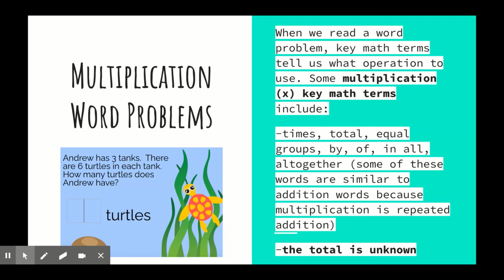So I have 3 tanks. In each tank, there are 6 turtles. So this involves groups. So I need to combine to find out the product, okay? How many turtles there are in all. So if I have 6 turtles in each tank and there are 3 of them, I need to multiply 3 times 6. My product is 18. Andrew has 18 turtles in all.